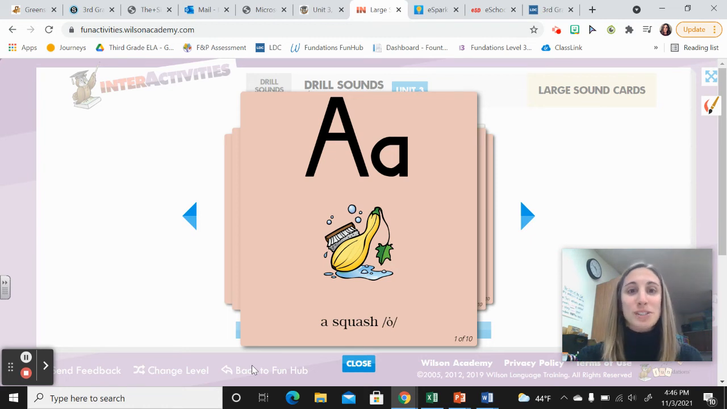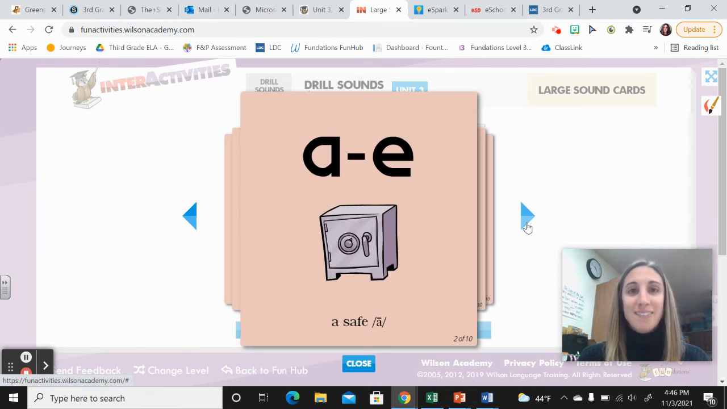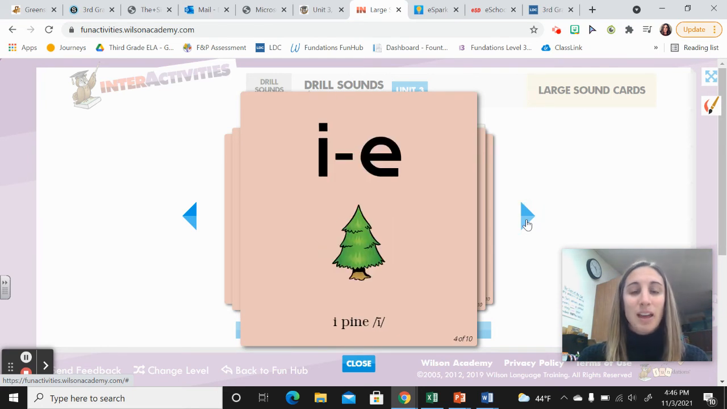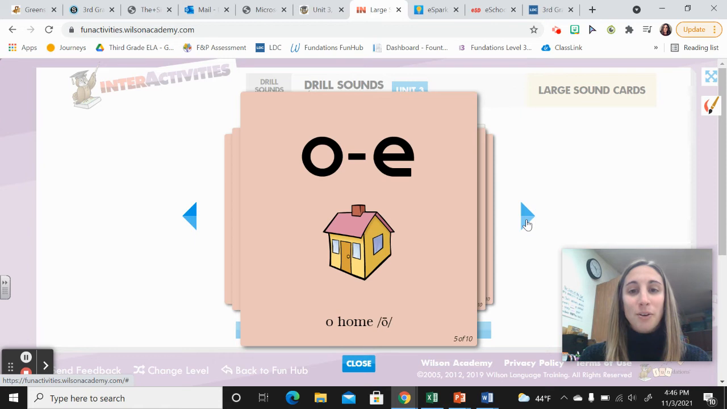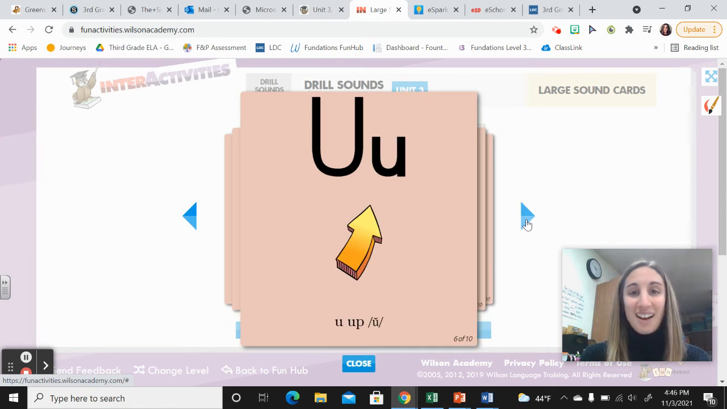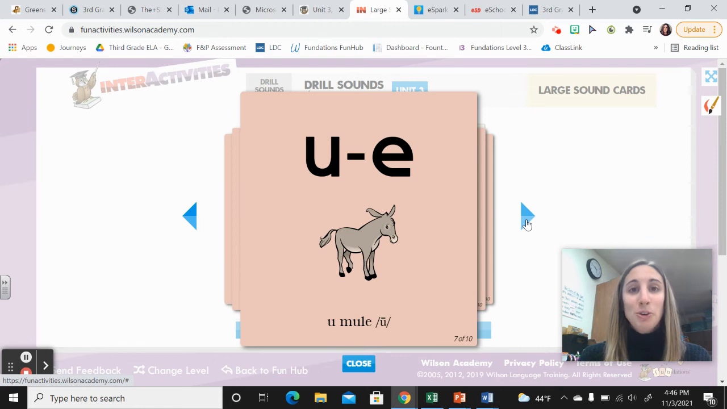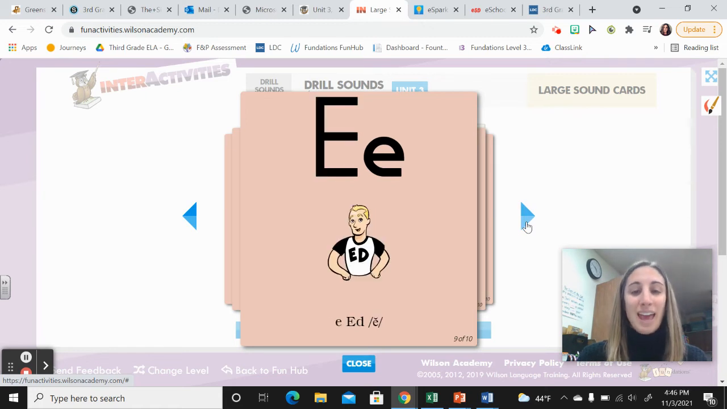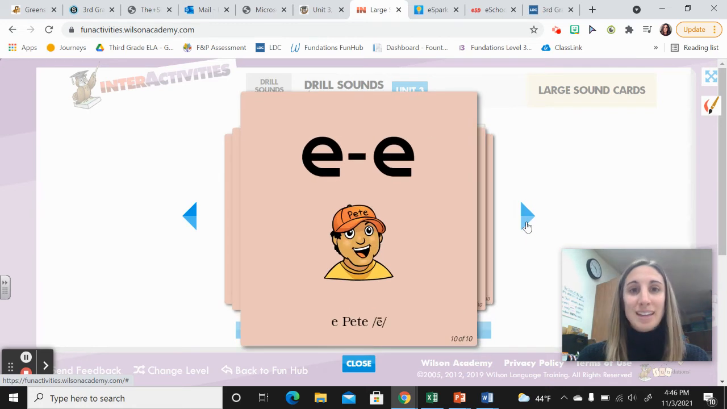Repeat after me for our drill sounds warm-up. A, wash, ah. A, squash, ah. A, safe, a. I, itch, i. I, pine, I. O, home, o. U, up, u. U, mule, you. U, rule, oo. E, ed, e. E, Pete, E. Nice work.